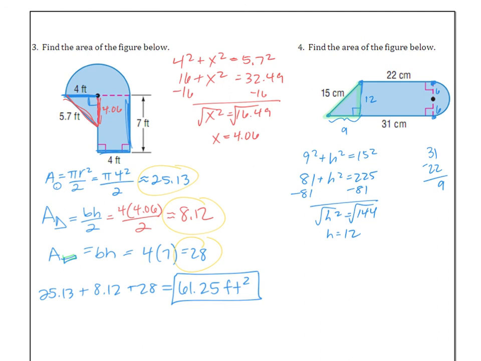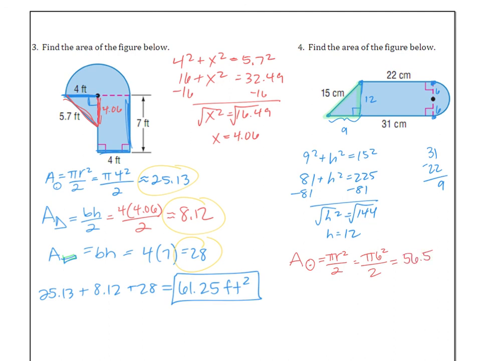So now here we go. We're going to do, first of all, the area of the semicircle. Remember, circles are pi r squared, and then we're just going to divide it by 2. So it's going to be pi 6 squared divided by 2. That ends up being about 56.5.